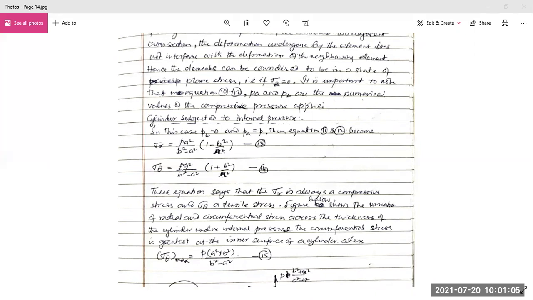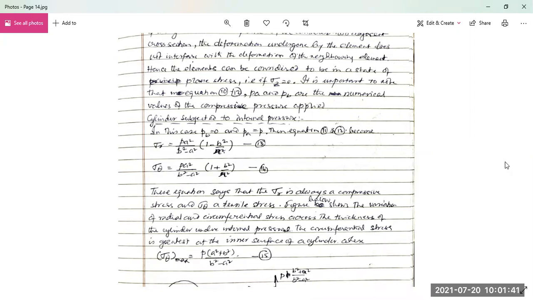P is acting from inside the cylinder, and sigma theta is the tangential stress acting at a distance r from the center of the axis of revolution. Now, this is the value of radial stress and circumferential stress when the particular cylinder is subjected to an internal pressure created from inside itself.